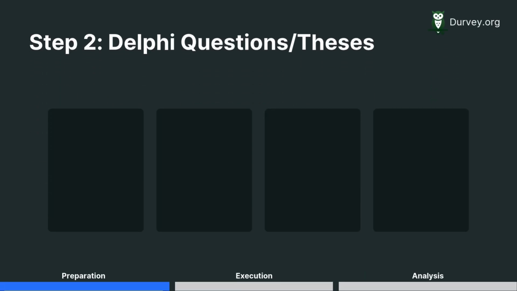Step 2. Developing Delphi questions and theses. After defining the research question, the next step is to create strong Delphi theses or questions. This also follows 4 steps.